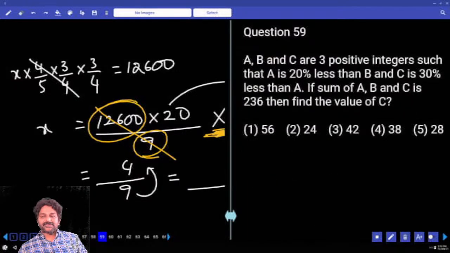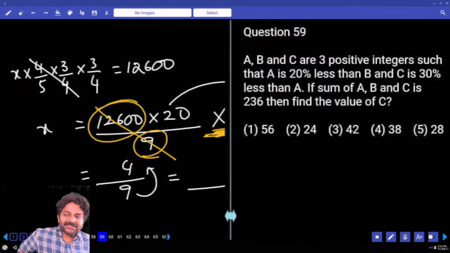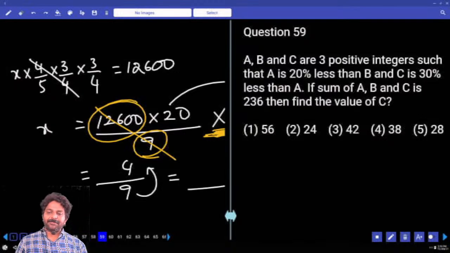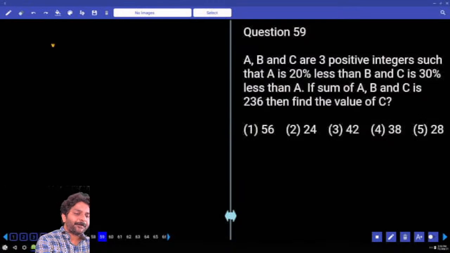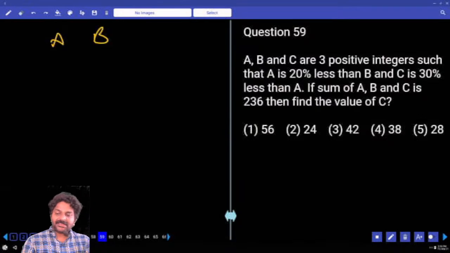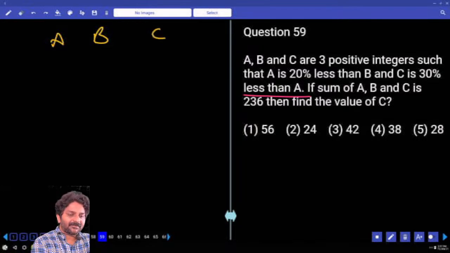A, B, C are three positive integers such that A is 20% less than B and C is 30% less than A. If the sum of A, B, C is 236, then find the value of C. Okay. A is 20% less than B. That means A depends on? C is 30% less than A. That means C depends on? A depends on? So from where do you need to start?